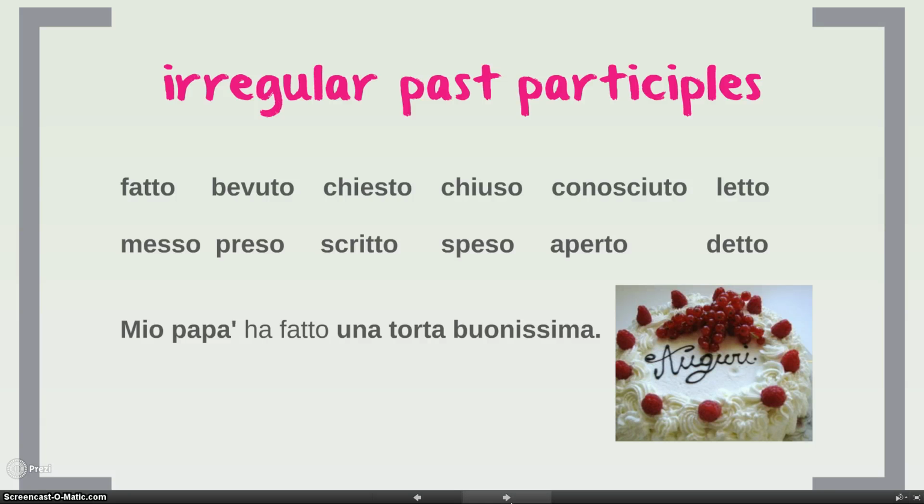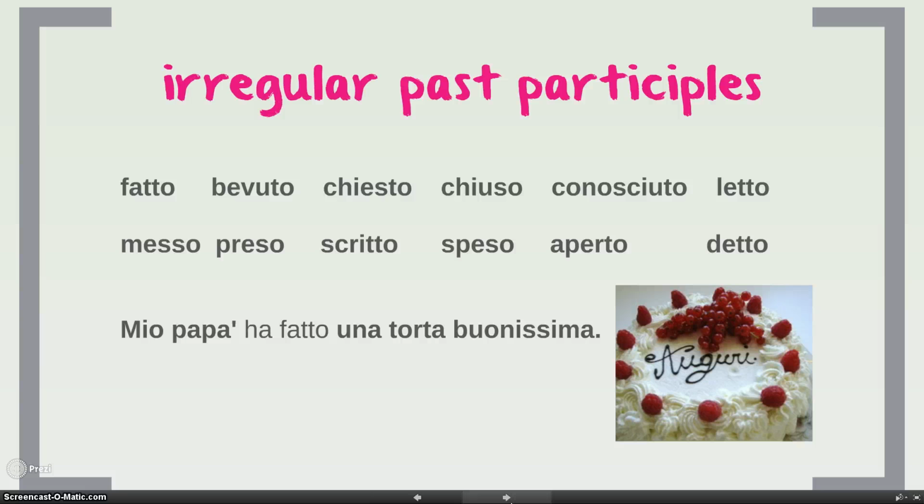Of course, we have our irregular past participles. The past participle in English is very similar to the past participle in Italian in that it has many irregulars. The past participle in English is formed with ed. For example, the verb to receive in its past participle in English is received. I have received. It's a regular verb. Ed is the regular ending for all English verbs. However, in English we have many irregulars.